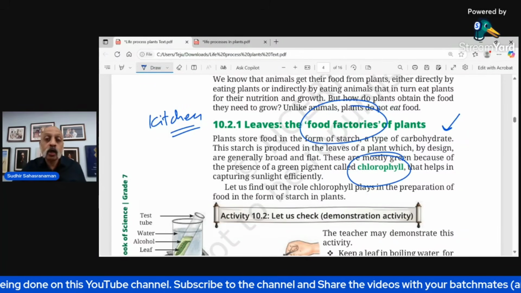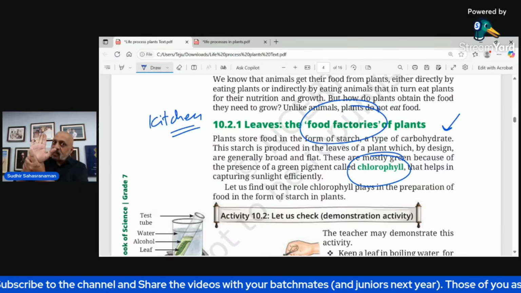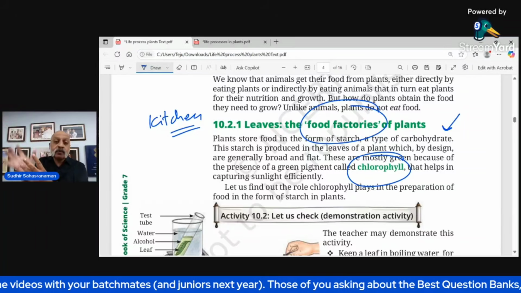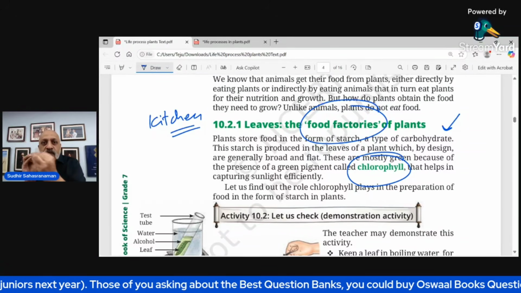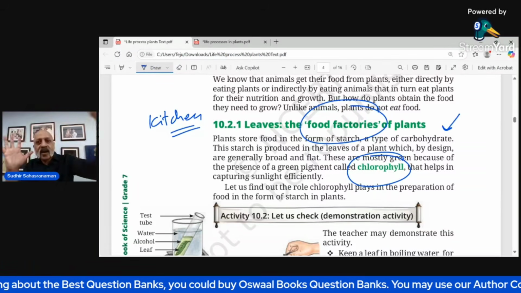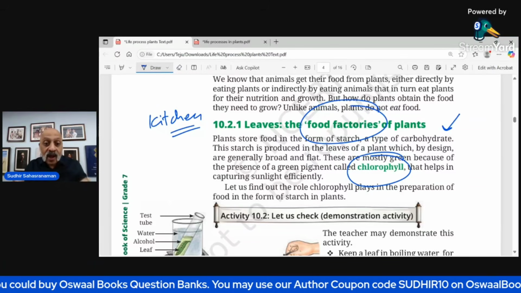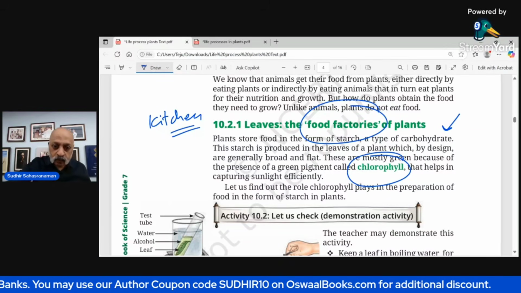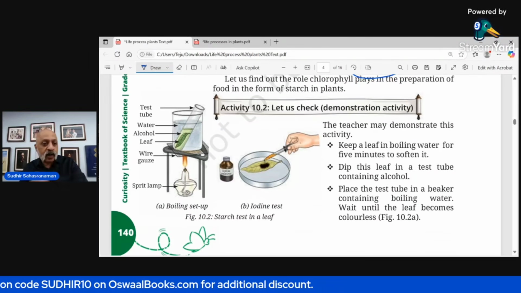That is called chlorophyll. Chlorophyll helps, and because the leaf is broad, it helps to absorb and capture sunlight efficiently. Otherwise, if the leaf was this small, the surface area wouldn't be much for the sunlight. But if the leaf is broad, the sunlight is able to come and hit a larger part of the leaf. And it has a green pigment called chlorophyll. What is the role that chlorophyll plays? Let's go through an experiment first.